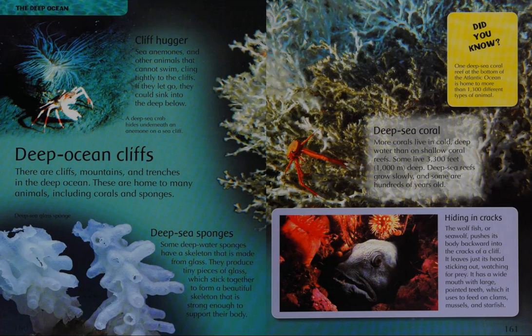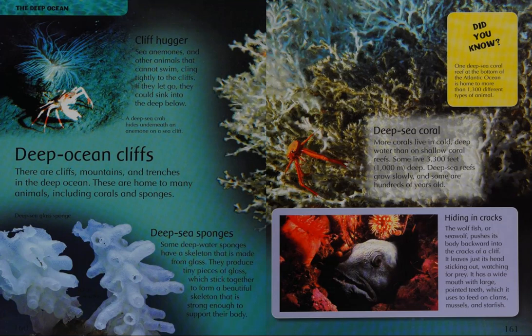Deep-sea coral. More corals live in cold, deep water than on shallow coral reefs. Some live 3,300 feet, 1,000 meters, deep. Deep-sea reefs grow slowly, and some are hundreds of years old. Did you know? One deep-sea coral reef at the bottom of the Atlantic Ocean is home to more than 1,300 different types of animal.